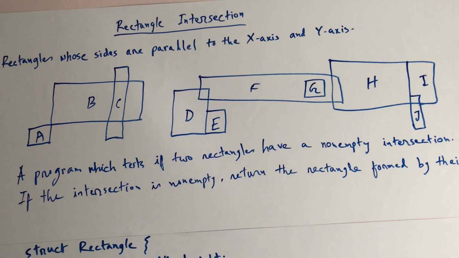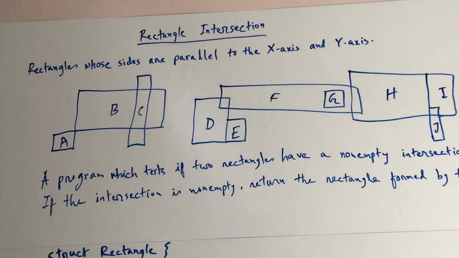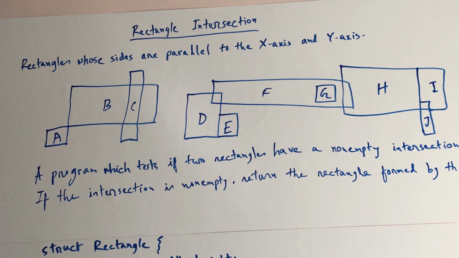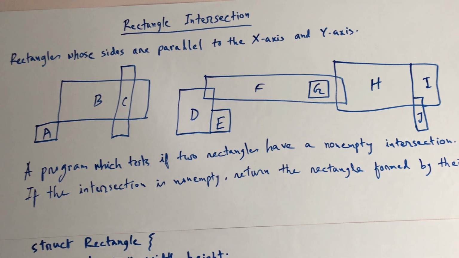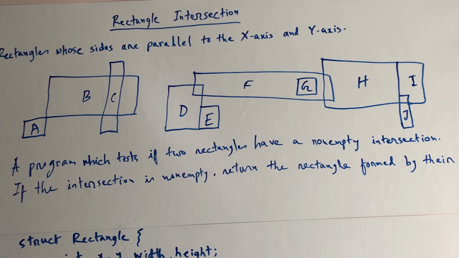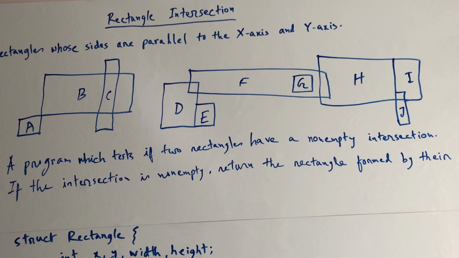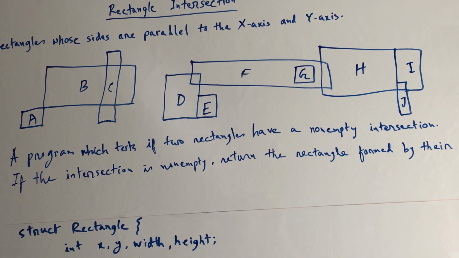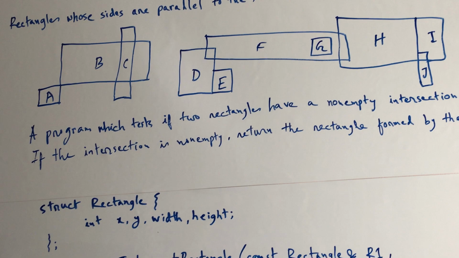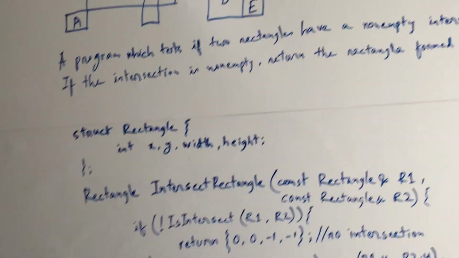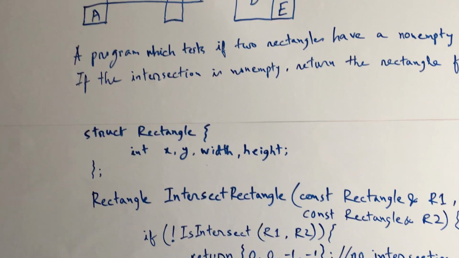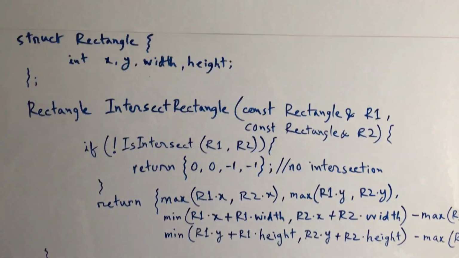of those sets of rectangles, and the rectangles whose sides are parallel to the x and y axis are geometrically positioned in the plane, and we want to find if two rectangles have a non-empty intersection. So the program that finds this is outlined here.